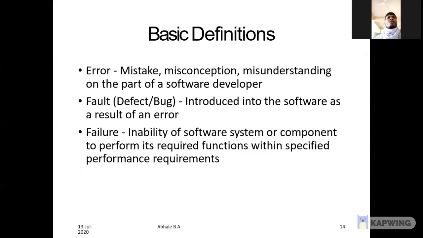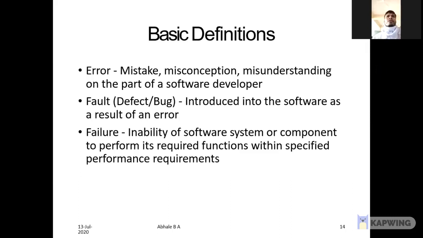The second one is your fault. It is also called a defect or bug, which is introduced because of an error. Suppose the developer, at the time of developing, has specified a data type integer and given a variable as input. So what is this? This is a typing mistake or a misconception or misunderstanding of that developer. So this will be the error. Because of this error, it will introduce the defect or the bug in your software.